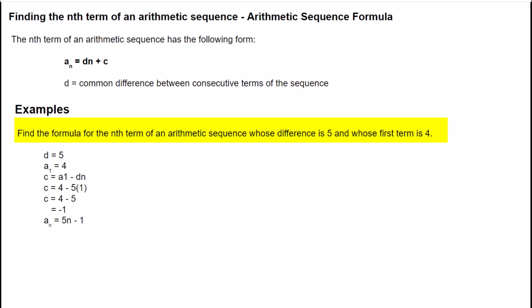Let's see an example here. Here they've given us a difference, 5, and the first term, which is 4. Since we know this is the first term, we know that n is equal to 1. And they've already told us that a sub 1, or the first term, is 4, and they've given us the difference. So what do we have left here? Well, we have a constant. But since we have all the other values here, we can solve for c. Let's first rearrange this equation as shown here by subtracting dn from both sides of the formula. That gives us c is equal to, in our case, a1 minus d times n. Knowing that a sub 1 is 4, and that d is 5, and that we're dealing with the first term, which makes n 1, that's all we have to do.